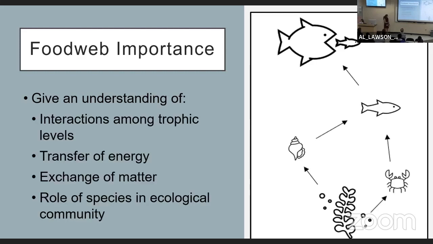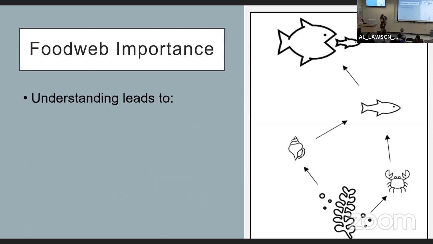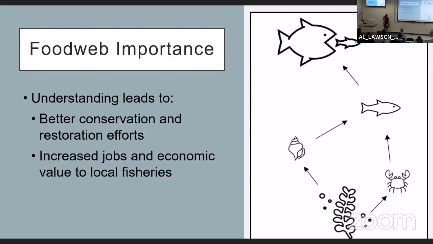Food webs give us an understanding of the interactions between different trophic levels, the transfer of energy between these levels and the organisms, as well as the exchange of matter. It also gives us an idea of the role that a certain species will play within the ecological community. And for this, we're going to be looking at the top of the food web. So this understanding leads to better conservation and restoration efforts and increased jobs and economic value to local fisheries.